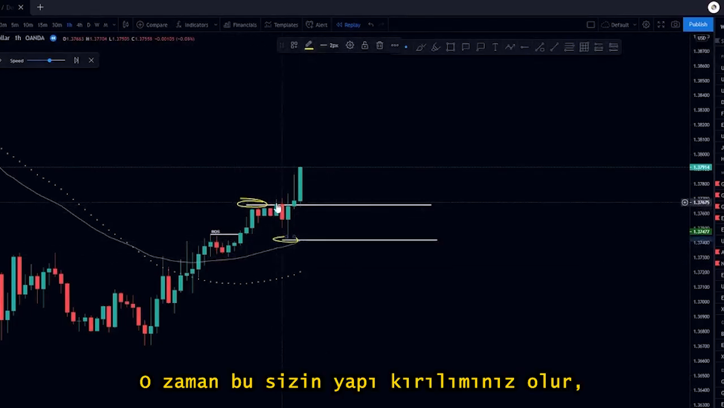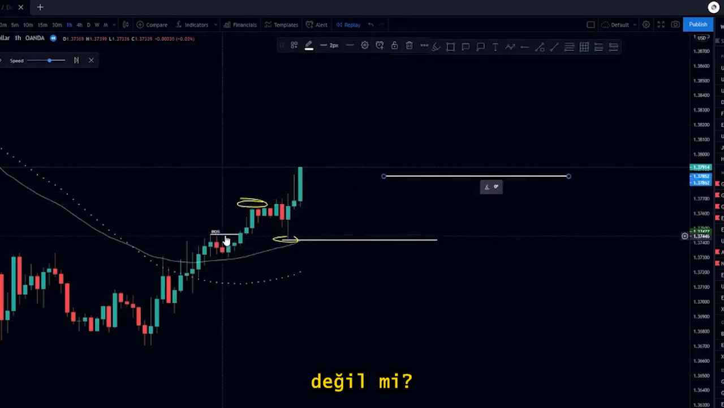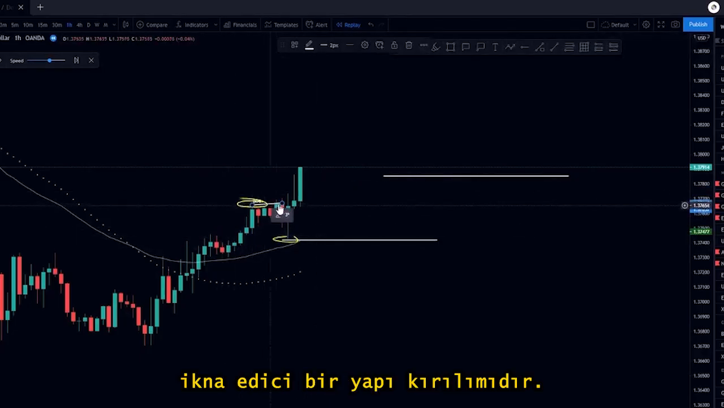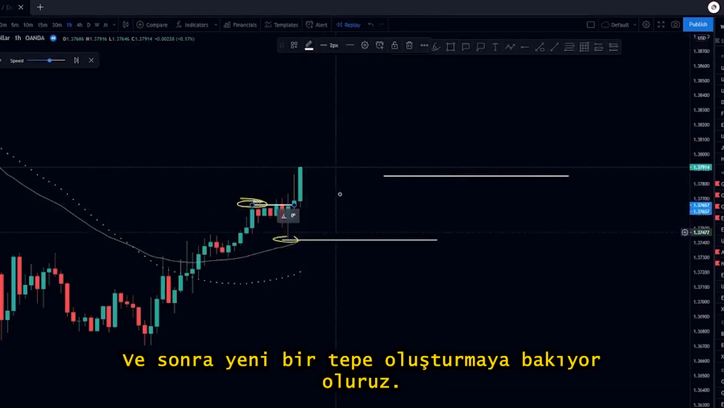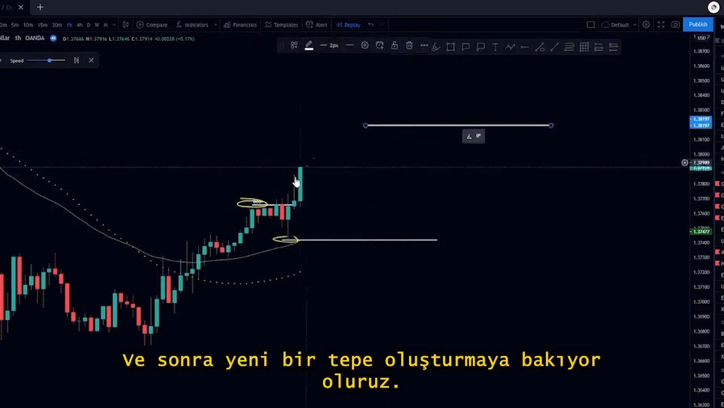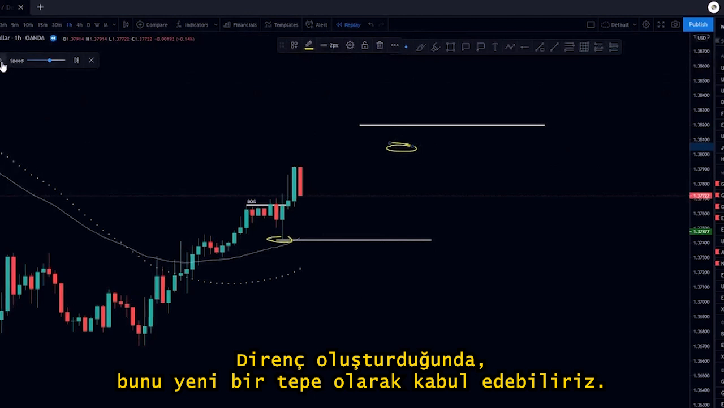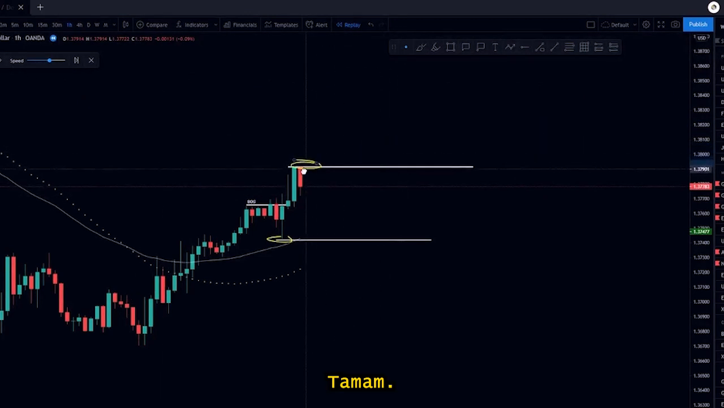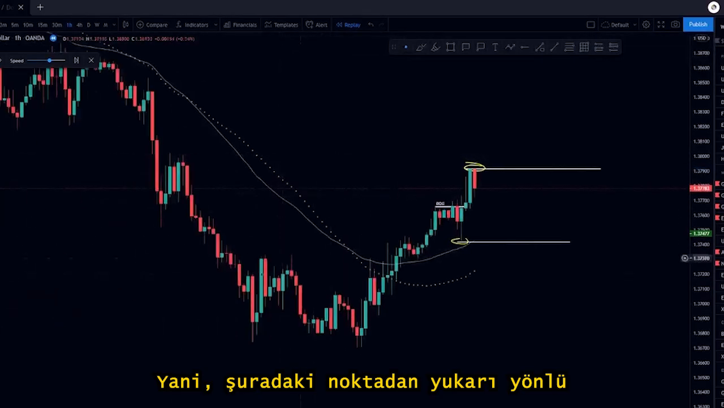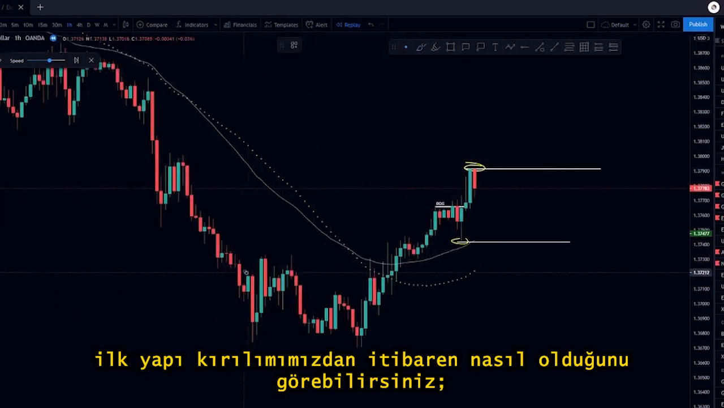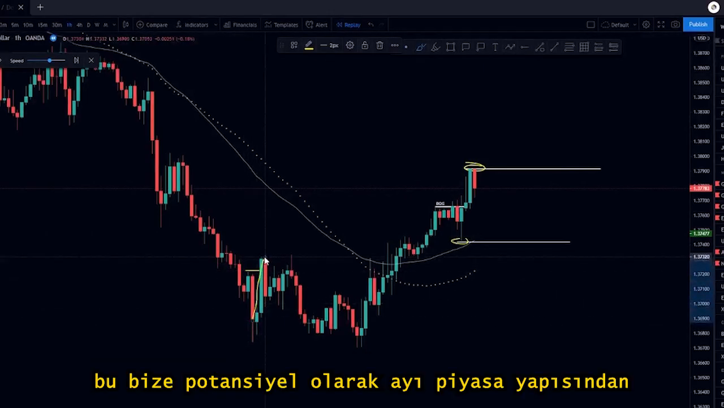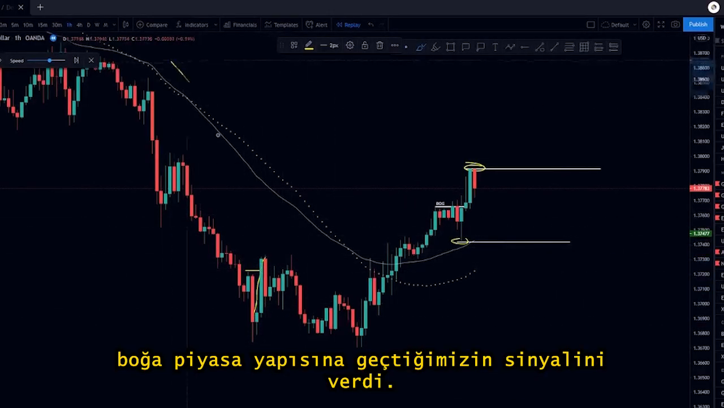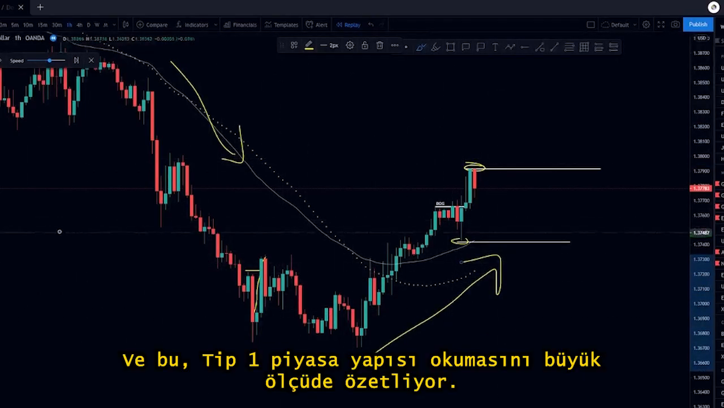And then this becomes your break of structure, right? This is officially a much more convincing break of structure here. And then we'd be looking at creating a new high, right? Once it creates resistance, then we can consider this as our new high. Okay, so you can see how from our first break of structure to the upside, from this point here, this gave us a signal that we're potentially shifting from a bearish market structure to a bullish market structure. And this pretty much sums up the type 1 market structure reading.